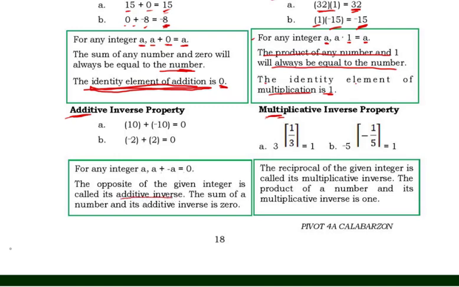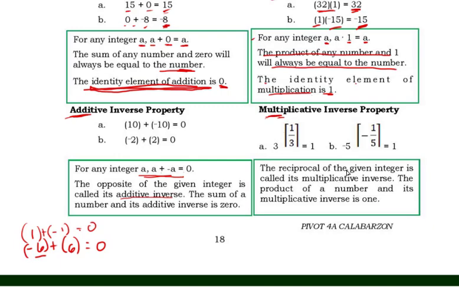Yung opposite po niyang number, halimbawa, 1. Ang kanya pong additive inverse ay negative 1. Pag inadd mo po yung dalawa, ang sagot po niyan ay 0. Another example, negative 6. Ano po ang kanyang additive inverse? Ang additive inverse po ng negative 6 ay positive 6. And if you add that, you will get 0. Yan po ang ibig sabihin ng additive inverse property. Okay? Kung may additive inverse, meron naman po tayong multiplicative inverse.